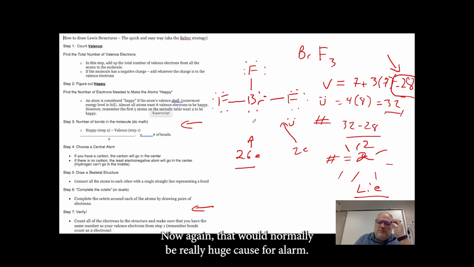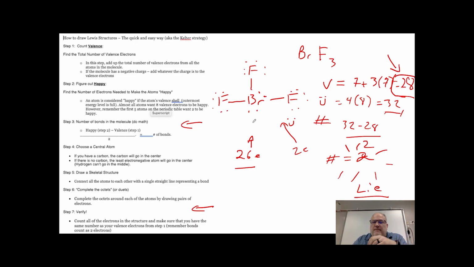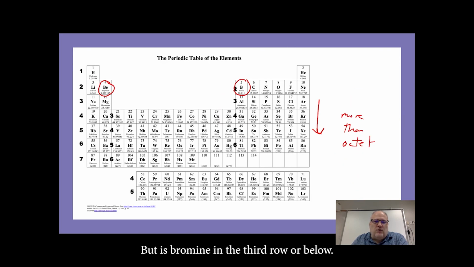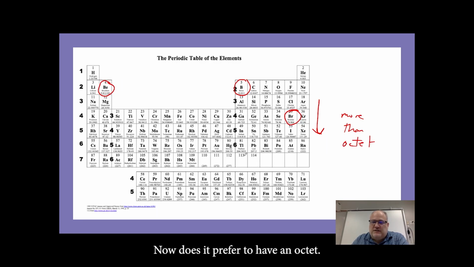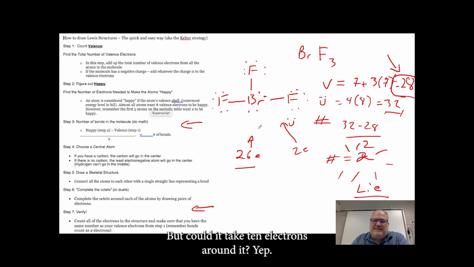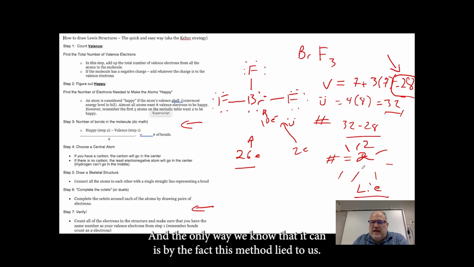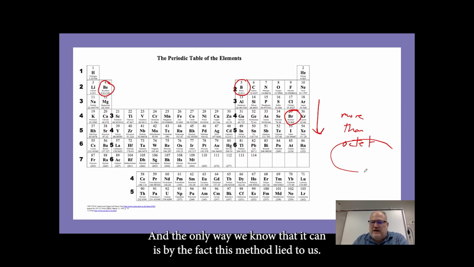Now, again, that would normally be really huge cause for alarm, but is bromine in the 3rd row or below? Well, let's take a look where bromine is. Bromine's right here. So it's in the 3rd row or below, which means that any element in the 3rd periodic row can actually have more than an octet. Now, does it prefer to have an octet? Absolutely. But could it take 10 electrons around it? Yep. And the only way we know that it can is by the fact that this method lied to us.